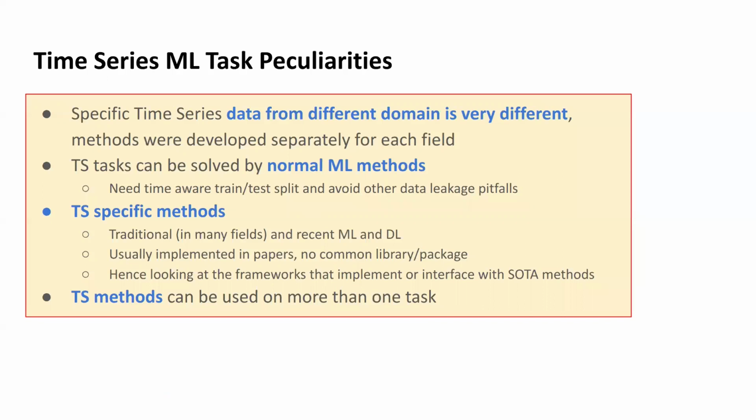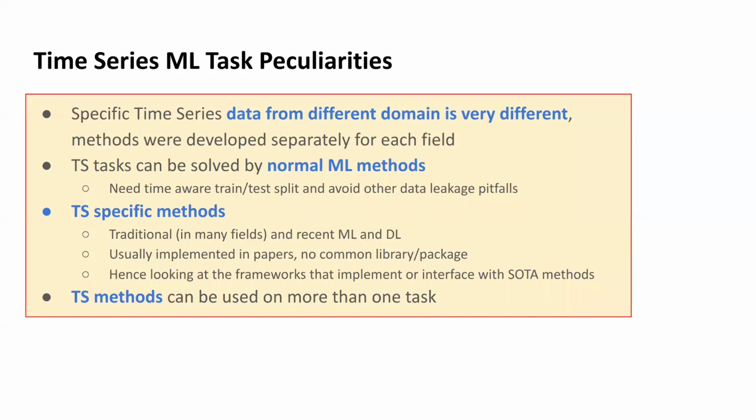You can solve them with normal machine learning methods, but you need to be careful when you do this because you want to avoid data leakage. You want to always split your train and test data. So you always test on the future data, so you never learn the future in your algorithms. And there are other things you need to watch out for.